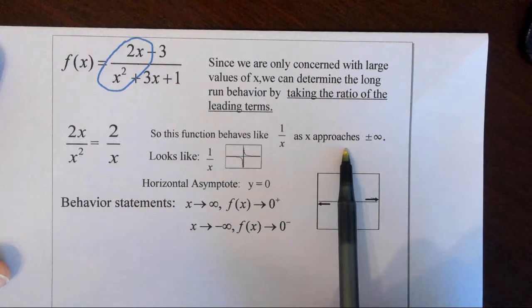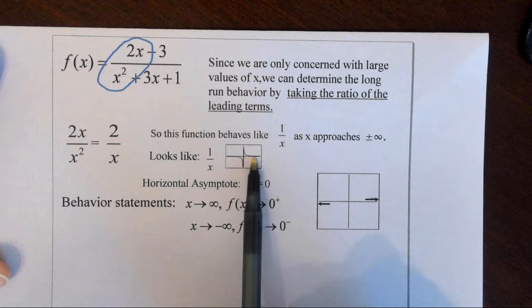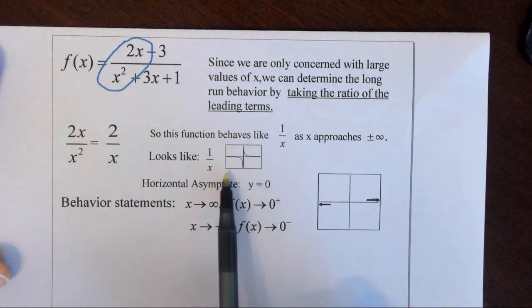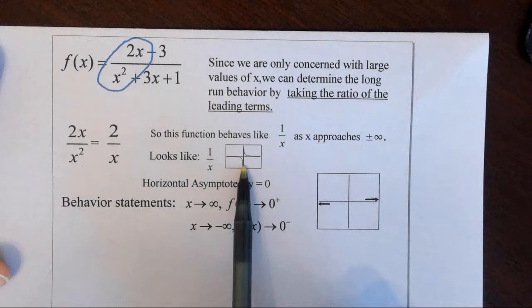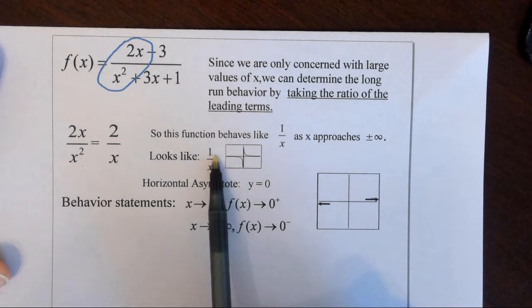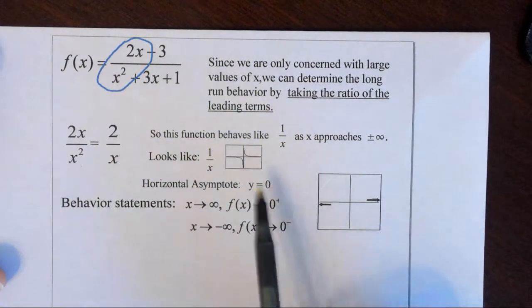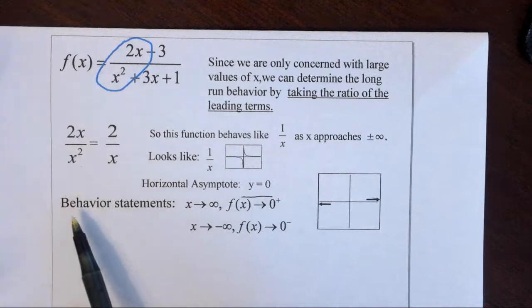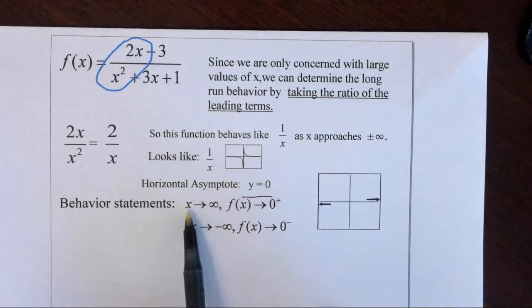As x approaches positive infinity, you'll notice that the function is above y equals 0. And as x approaches negative infinity, you'll notice that the function lies right below y equals 0. Notice that my asymptote is still at y equals 0. That did not change. So we're going to write our end behavior as such.